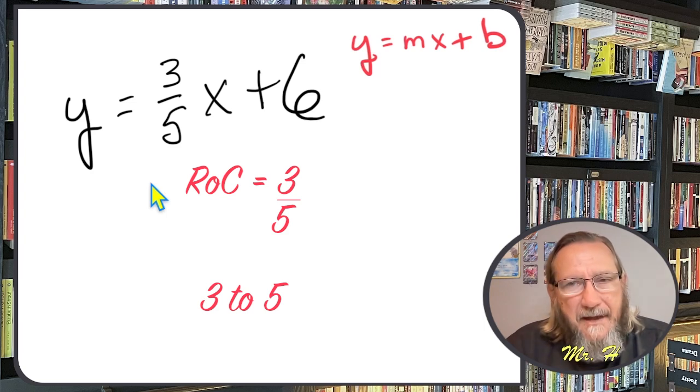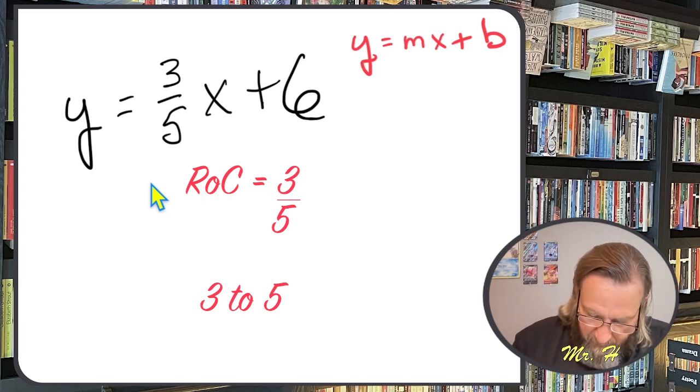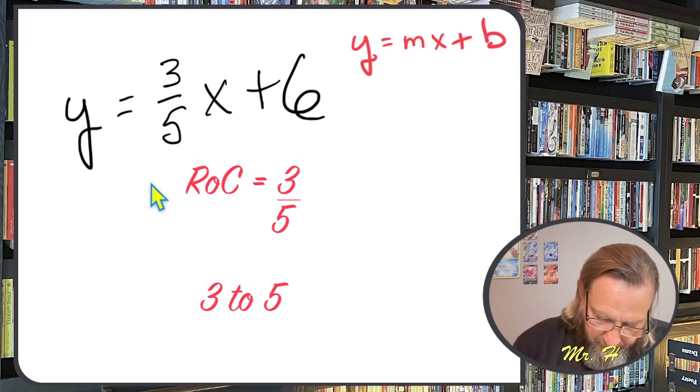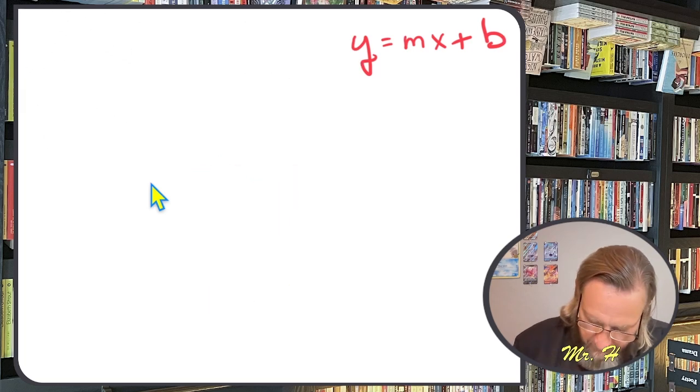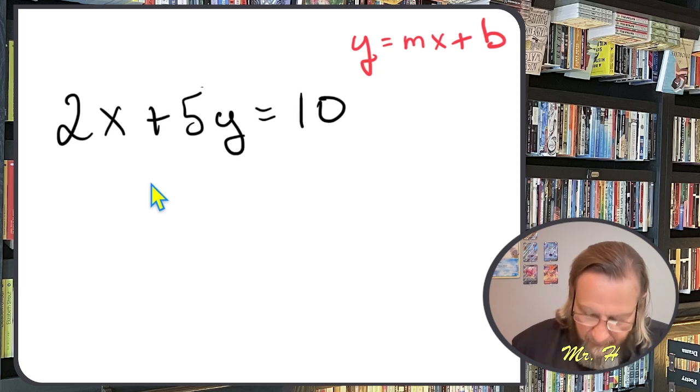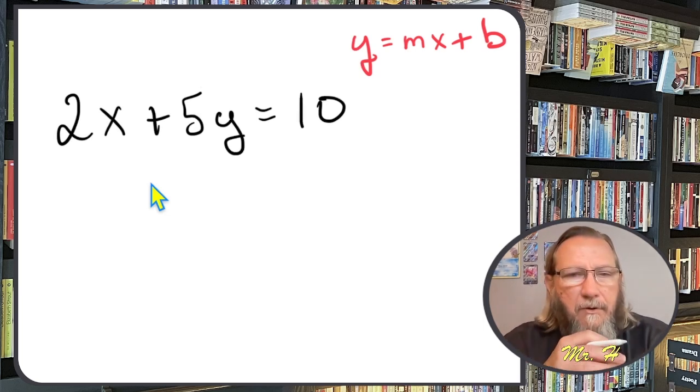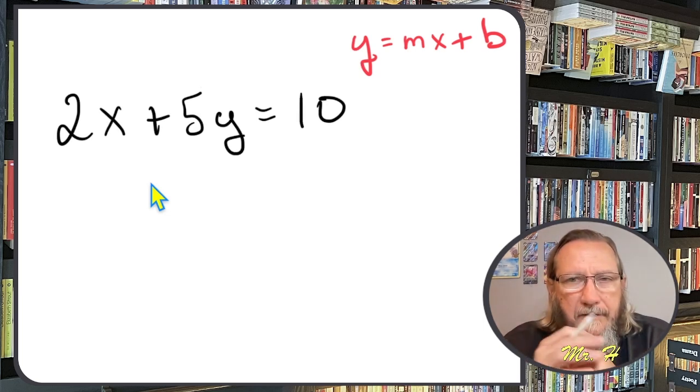But what if that's not the case? What if we have another situation where instead of this nice, friendly equation that we have that's already in slope form, what if we have this? How are you going to do this problem? Hit the pause button and let's see if you get the right answer.